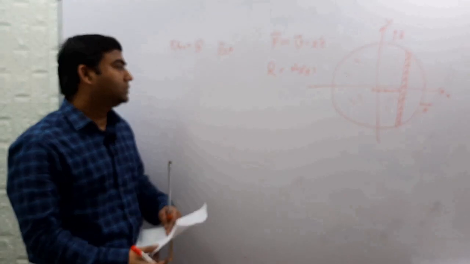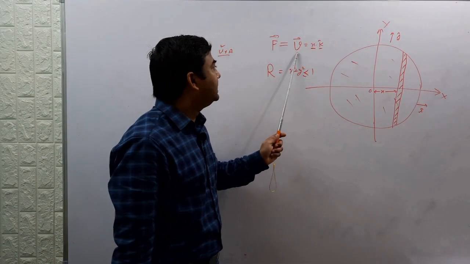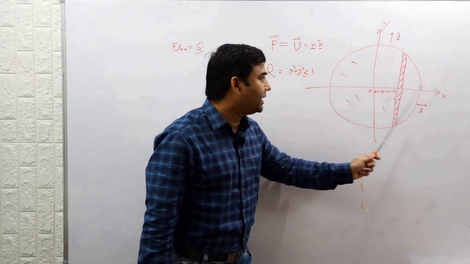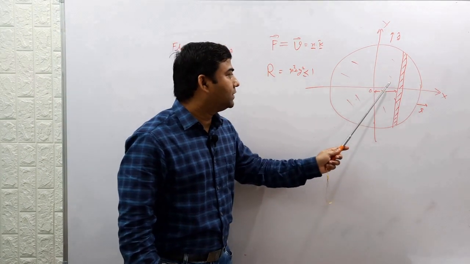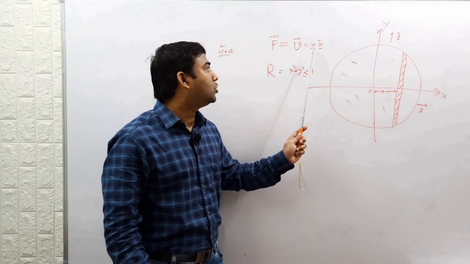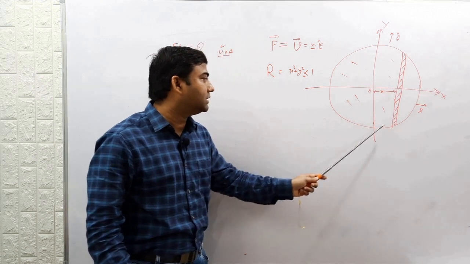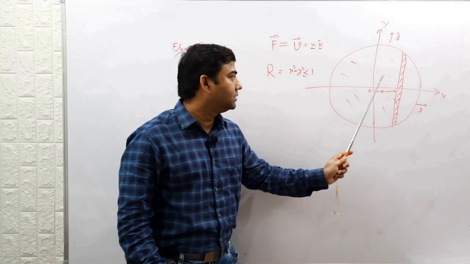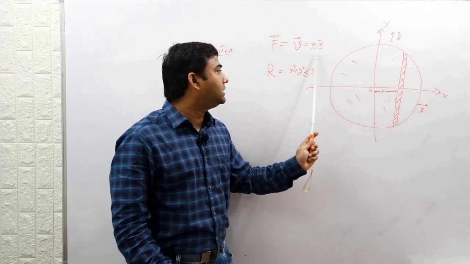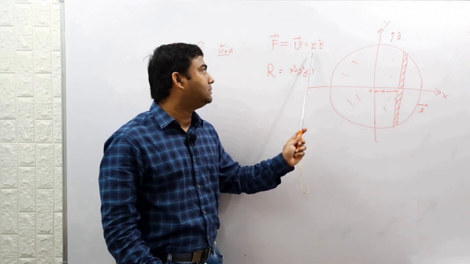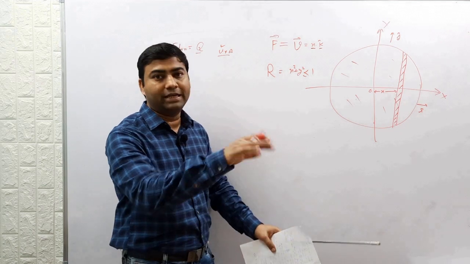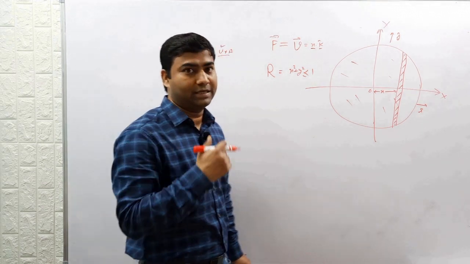Another important thing is mentioned here. Velocity is given by x k. That means in the positive direction x is positive, so this velocity will be some constant into positive k throughout this region. In this right half circle, throughout the region, velocity is upward. That is, x is positive, hence velocity will be in the upward direction, the plus k direction, the positive direction of the z-axis.